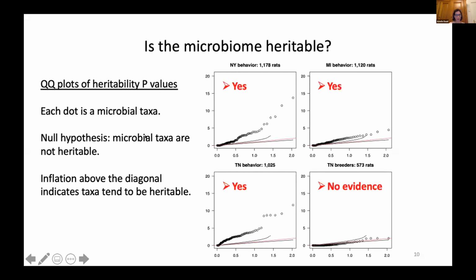So the null hypothesis, again, is that the microbial taxa are not heritable. And if we see that there's inflation, meaning the dots are above the diagonal, then that indicates that the taxa tend to be heritable. And we can see here that in 3 quadrants, there's clear inflation of the p-values. That is not the case in Tennessee breeders. So there is evidence in those 3, not in this one, but we need to remember that in the Tennessee breeders, the sample size is half of the other ones. And so there is no evidence, but it's possible that it's due to a lack of statistical power. So there is evidence the microbiome is heritable across the board of microbial taxa.